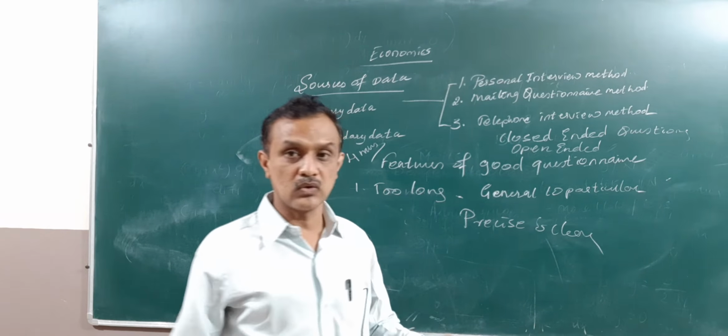The next one is the open-ended question. For example, if you write long answers, like for a 4 marks question or a 10 marks question, they are called open-ended questions, wherein the respondents have the freedom to express their views regarding a question. So these are the two types of questionnaires, that is closed and open-ended questions.